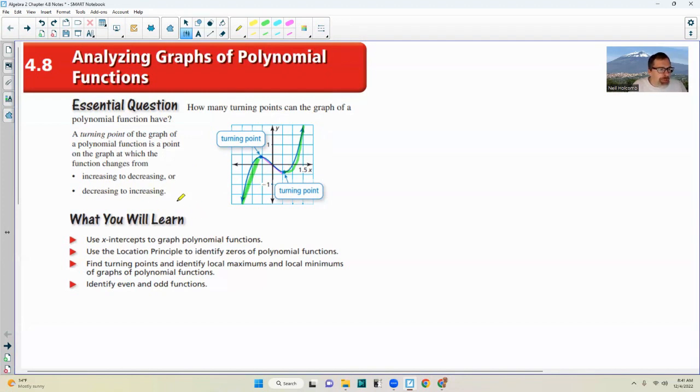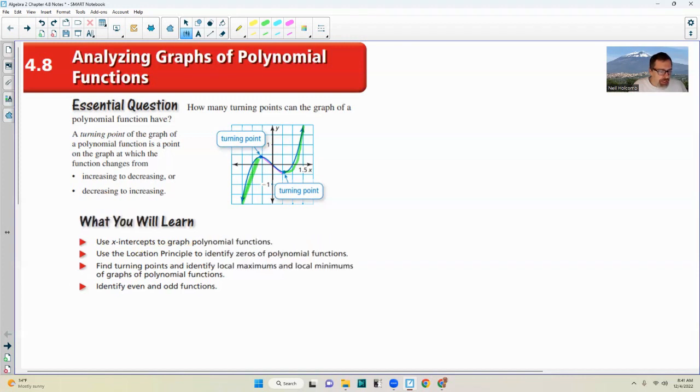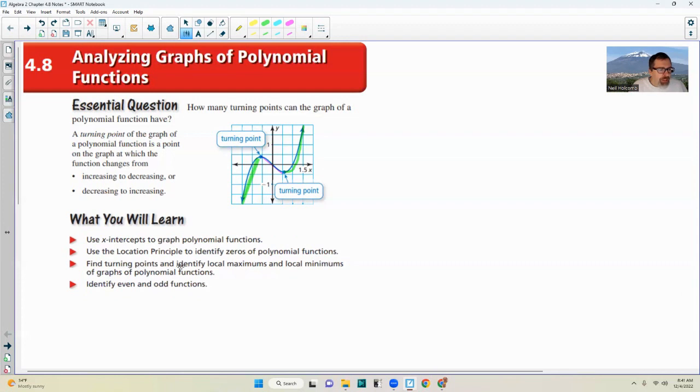So what you will learn in this chapter is to use the x-intercepts to graph polynomial functions, use the location principle to identify zeros of polynomial functions, and find turning points and identify local maximums and local minimums of graphs of polynomial functions. And then finally, identify even and odd functions. So we're going to go in deeper and graph more precisely. Rather than just finding the y-intercept and x-intercepts, we're now going to find the turning points and identify if the function is even or odd.